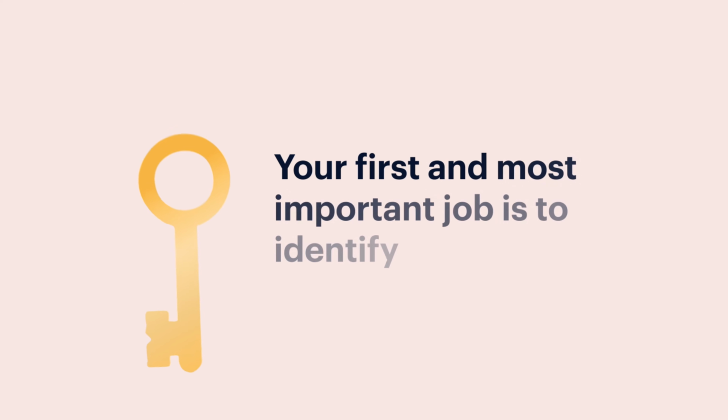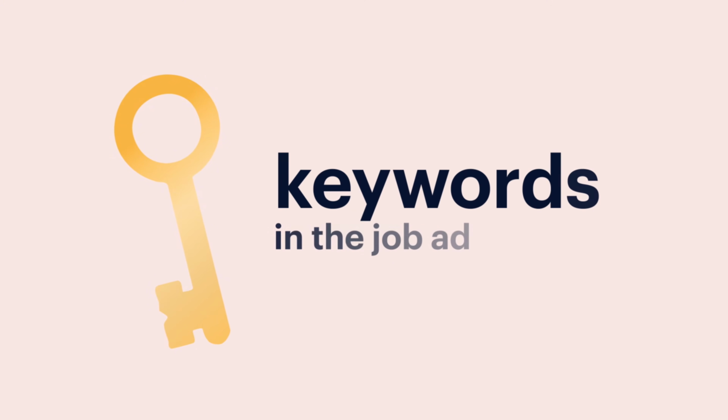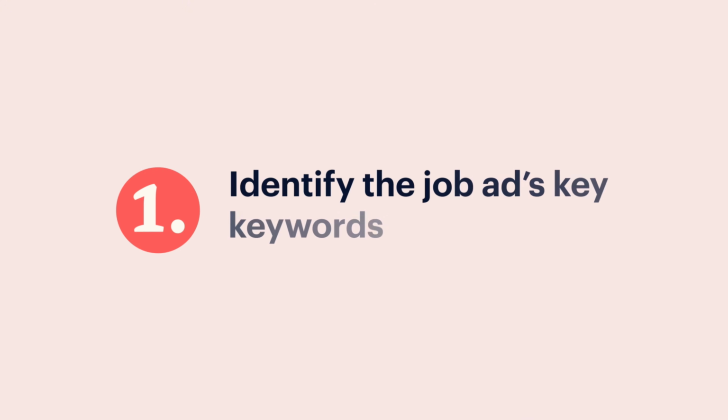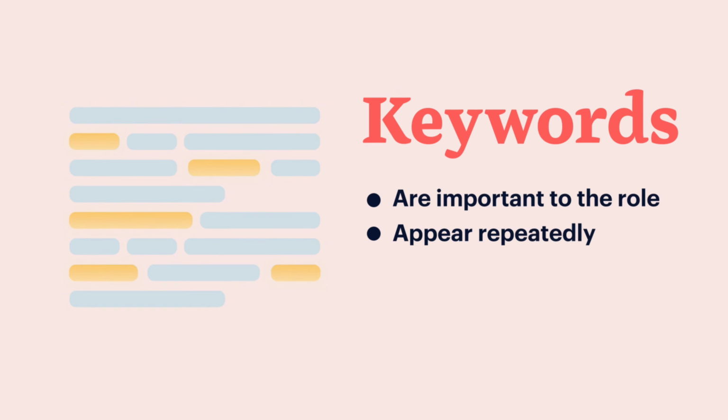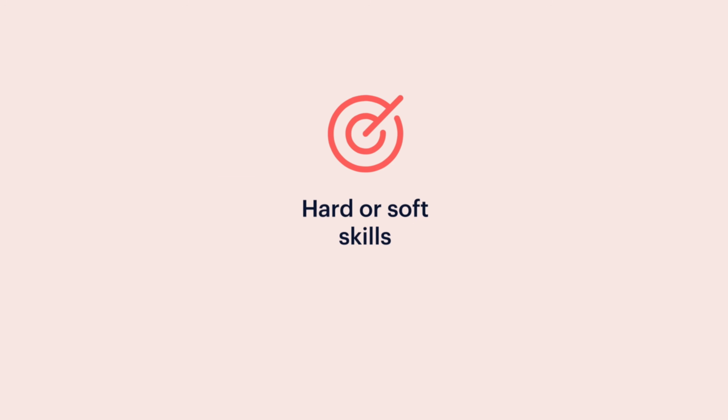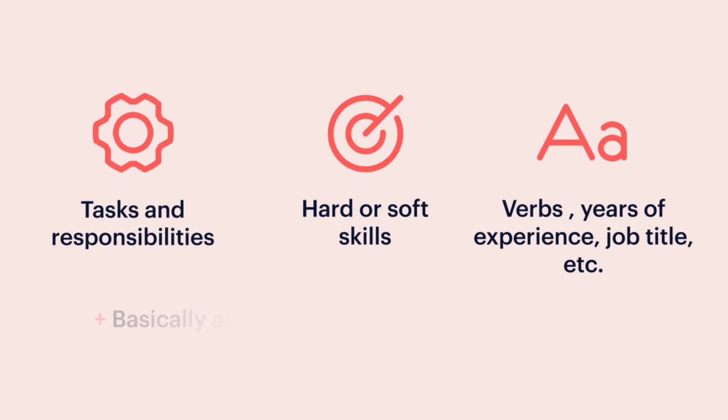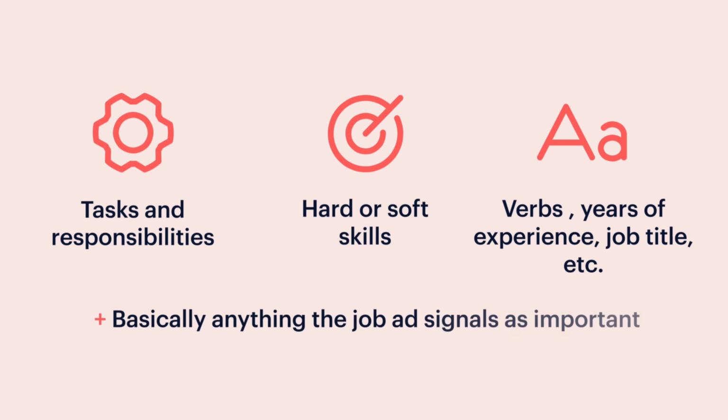Your first and most important job is to identify keywords in the job ad. These keywords will be the basis for all tailoring. Step 1. Identify the job ad's key keywords. Now, keywords are basically words that are important to the role and that are repeated in the job ad. Keywords can be anything from hard skills, like specific tools, or soft skills, verbs, or any other random words. What I'd also count as keywords are the name of the position and the years of experience.